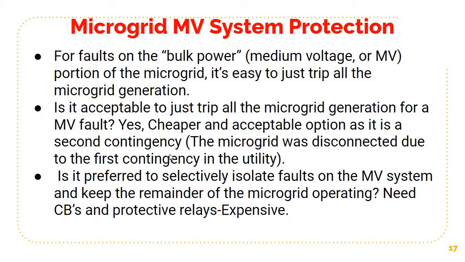It is preferred to selectively isolate faults on the MV system and keep the remainder of the microgrid operating. But you need more circuit breakers and protective relays, which will be expensive.